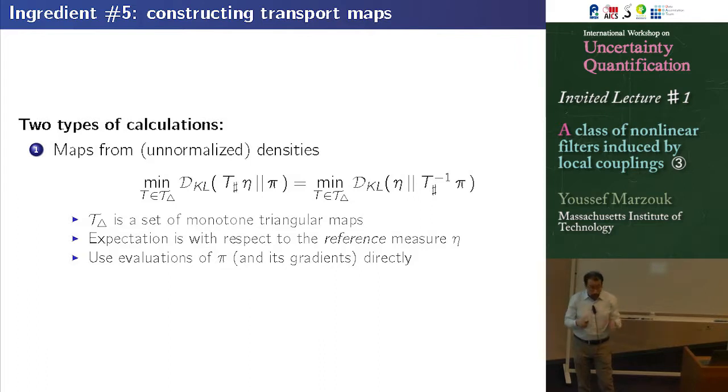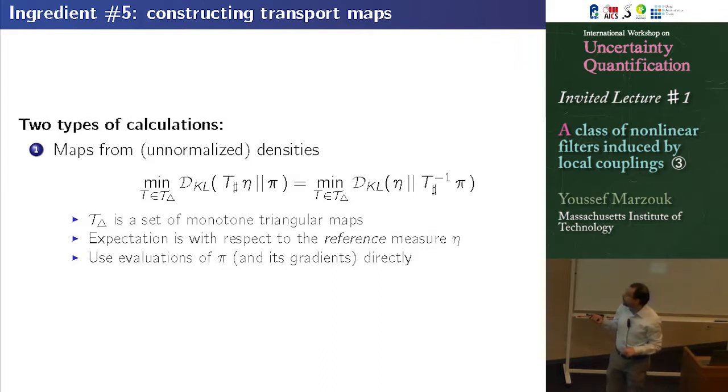There are two types of calculations that we're going to have to consider in the scheme. One is, what if I have an unnormalized density that I know in closed form? I don't need to know its normalizing constant, but suppose I actually know the density pi. That's going to show up at a certain step of our filtering algorithm. And I want to find a map T that describes pi as well as possible. One way to pose that is by solving an optimization problem.